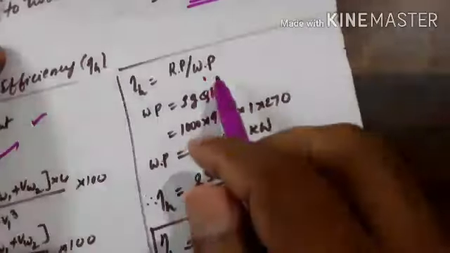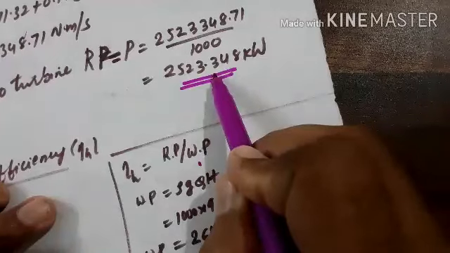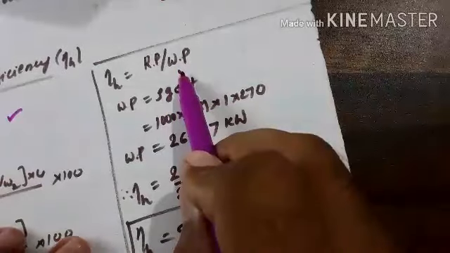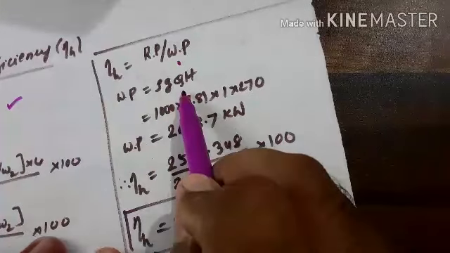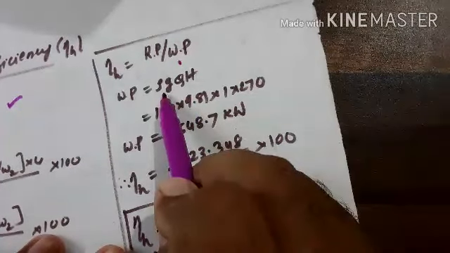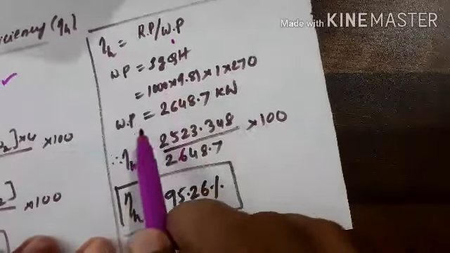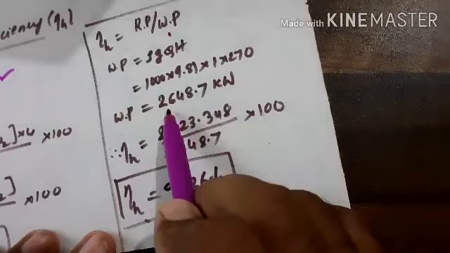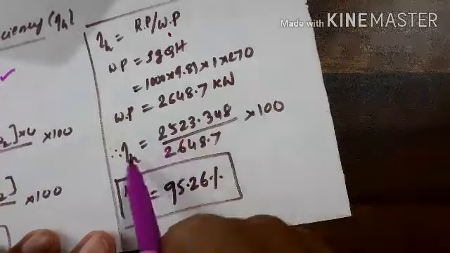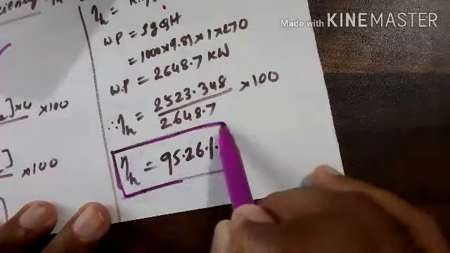So runner power by water power. As already we have calculated the runner power, this is the runner power, divided by water power. Water power can be given from the available head of the water, that is rho into g into Q into H. Substitute all the values here, we get the water power. So this much is the water power available. Then substitute directly the runner power by water power, and we get this much efficiency.